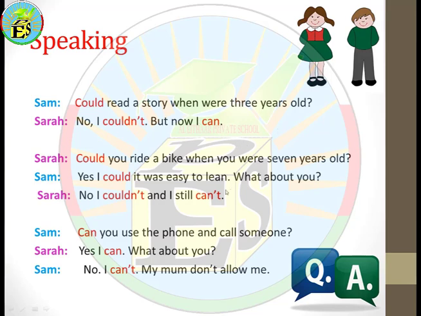Second thing. Could you ride a bike when you were 7 years old? Sam answers, "Yes, I could. It was easy to learn. What about you?" Sarah says, "No, I couldn't. I still can't." So this means that she could not ride a bicycle when she was 7 years old, and she still can't do it right now.